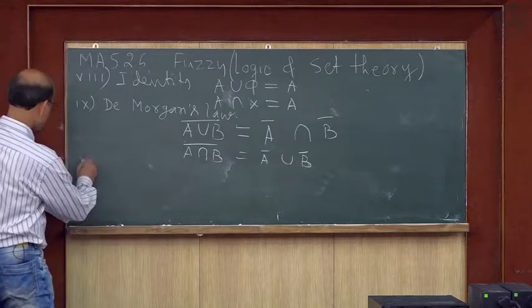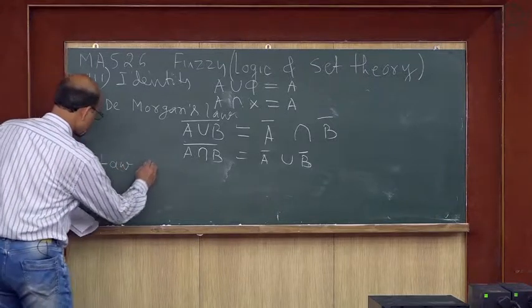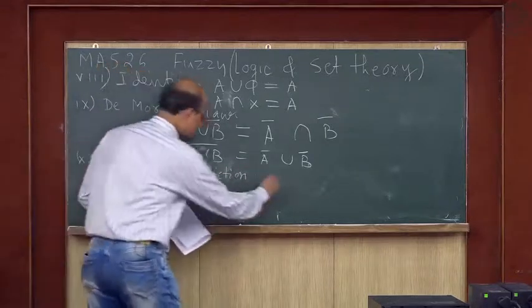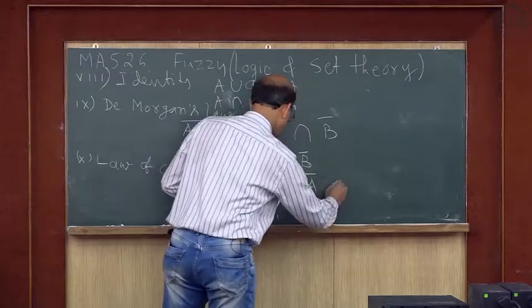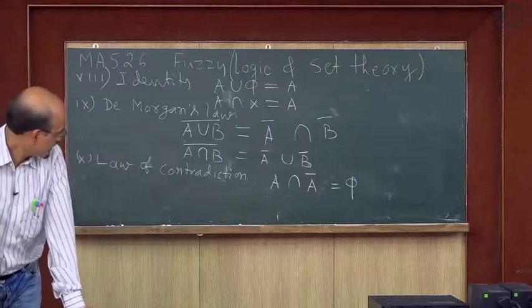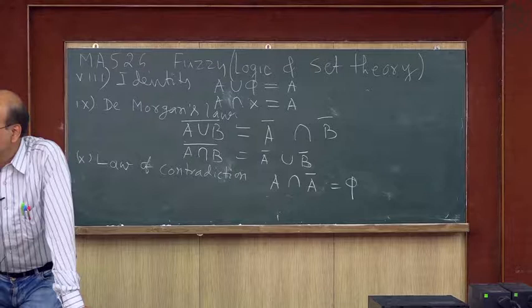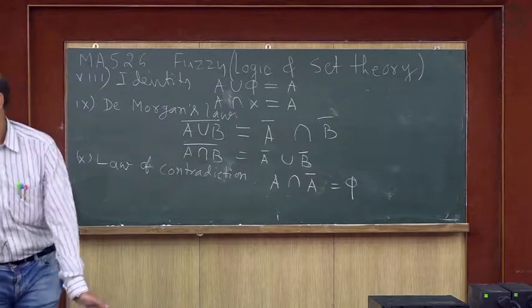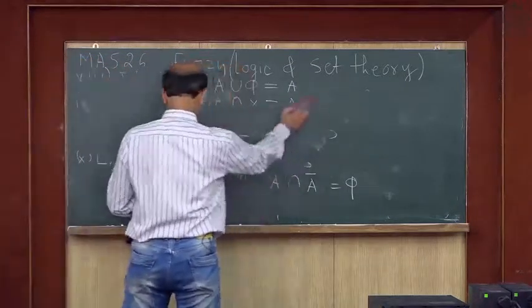Now, we have the law of contradiction. Law of contradiction, that is A intersection A complement is your phi. A intersection A complement is equal to phi, the null set. Again you will see this is different in fuzzy set theory. Okay? And the last one, that is your law of excluded middle.